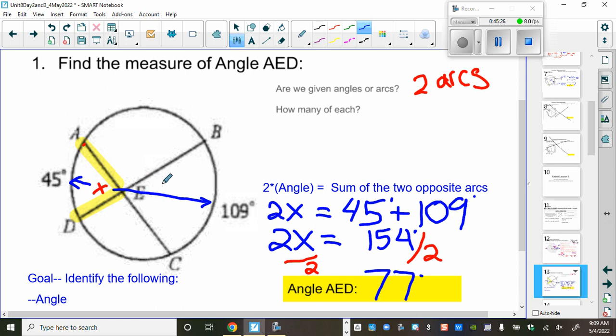This angle right here is also going to be 77. Because there may be problems where you have to get this angle, but then get the linear pair. You have to figure out, okay, my angle right here is 77. What might this angle over here be? That's easy, because you just subtract it from 180 and you're good to go. Questions?